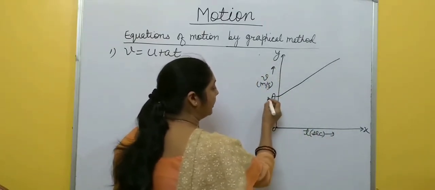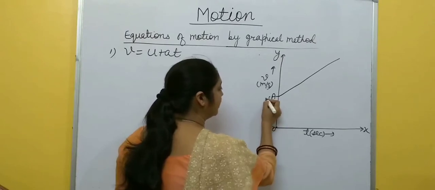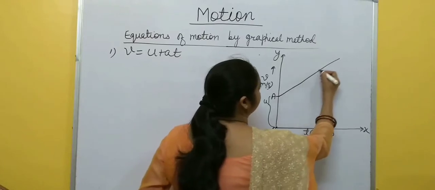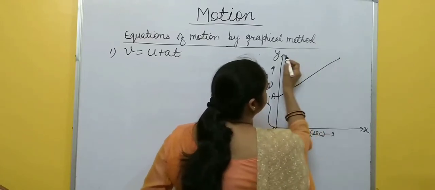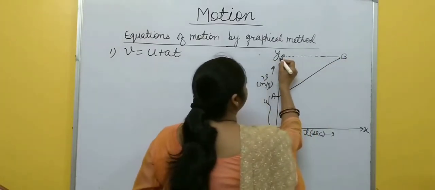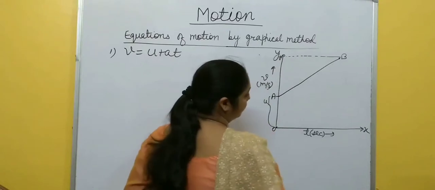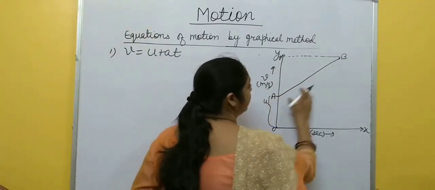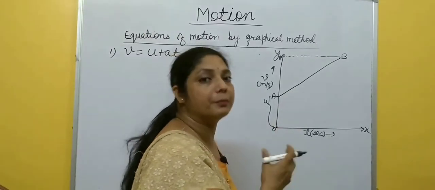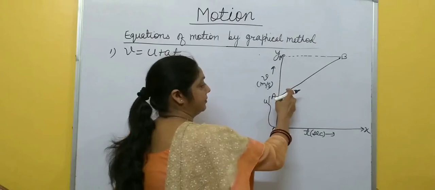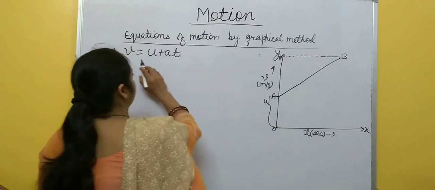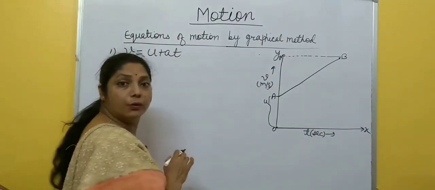So up to this point, a body has initial velocity u, okay, and from here the body reaches to final velocity at this point B, okay. At this point B, the body has final velocity v, right? So this AB is a straight line and it represents motion of a body under what? Uniform acceleration. So how you derive this equation v equal to u plus at?